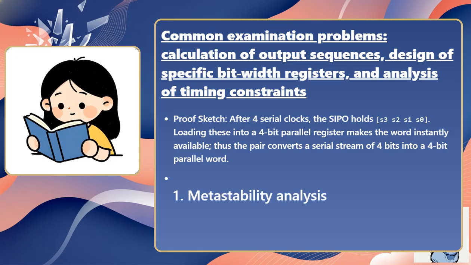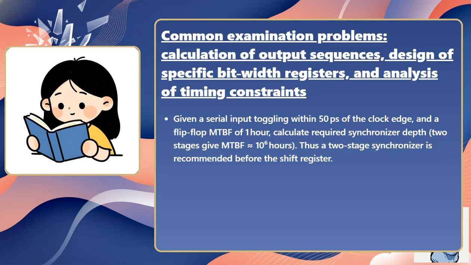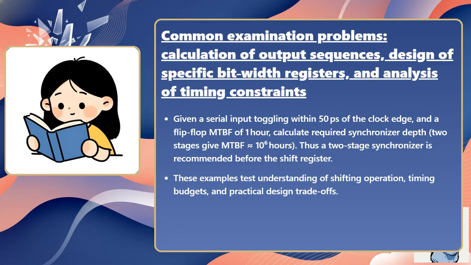5. Metastability analysis. Given a serial input toggling within 50 picoseconds of the clock edge, and a flip-flop mean time between failures of 1 hour, calculate required synchronizer depth. 2 stages give mean time between failures of approximately 1 million hours. Thus a 2-stage synchronizer is recommended before the shift register. These examples test understanding of shifting operation, timing budgets, and practical design trade-offs.